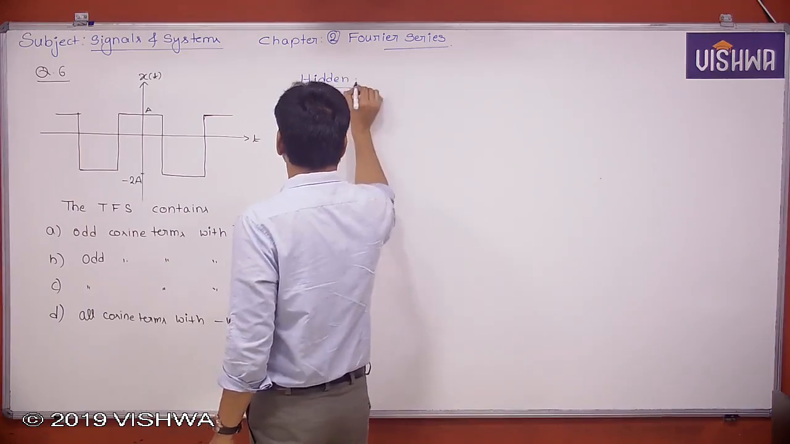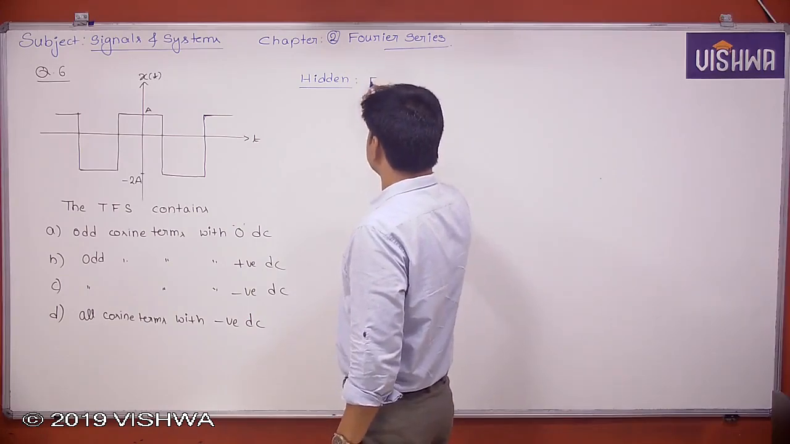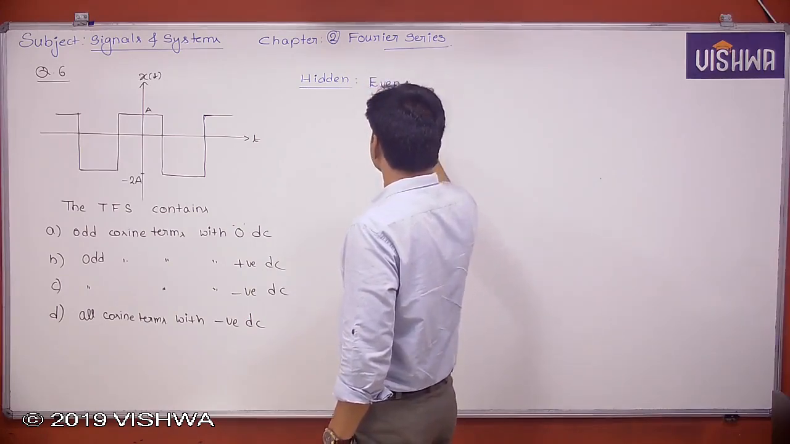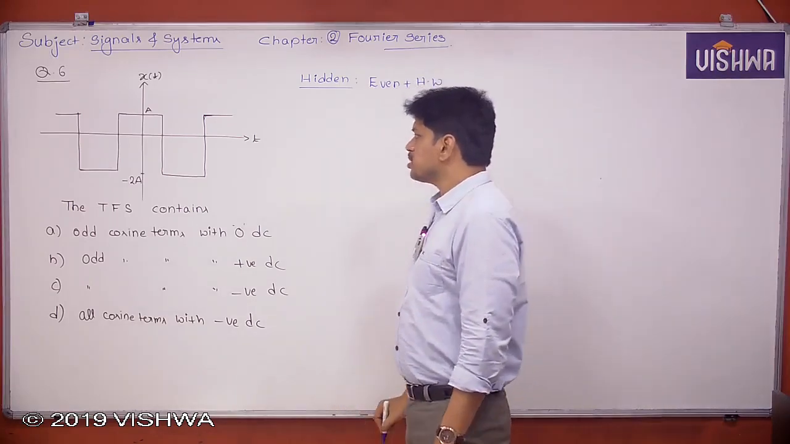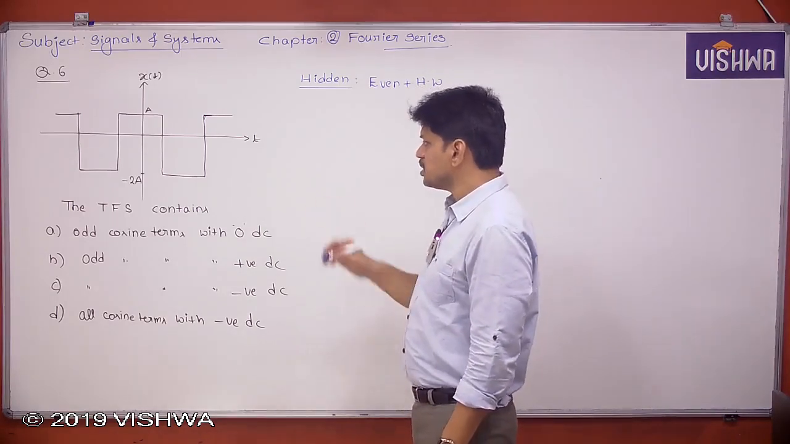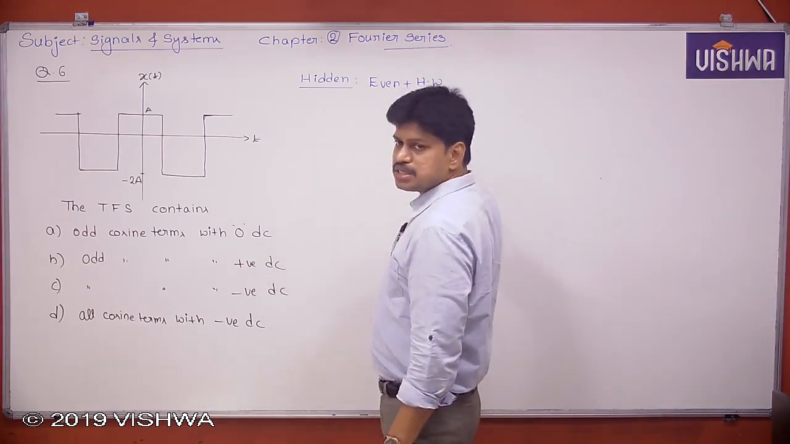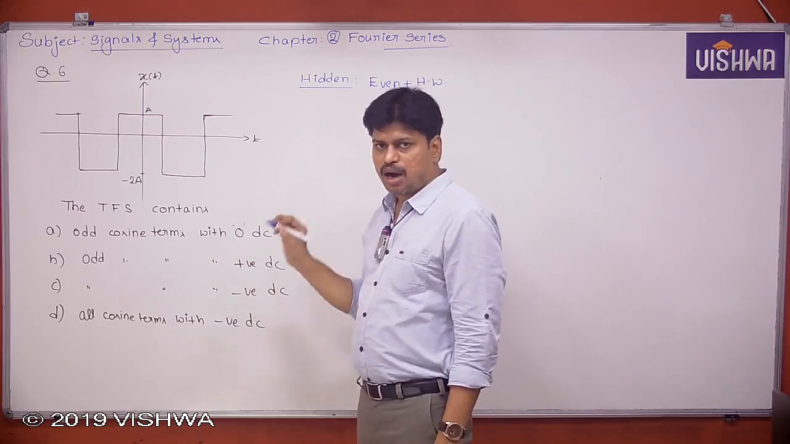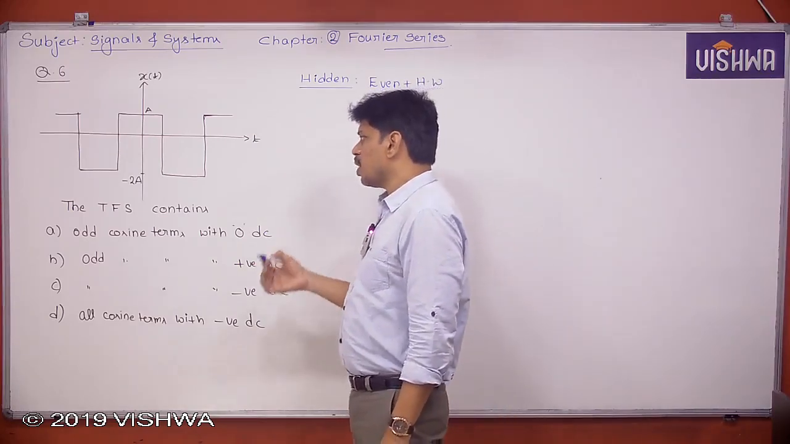In that hidden symmetry, what are we having? Even plus half wave symmetry. If it is an even plus half wave symmetry with hidden, then what is the first thing we have to observe? Even plus half wave means it is having only odd cosine terms. Next we have to see what is the DC value.